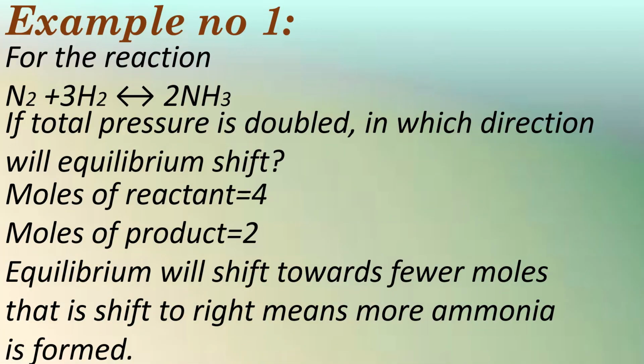Example number 1. For the reaction N2 plus 3H2 gives us 2 moles of ammonia. If total pressure is doubled, in which direction will equilibrium shift? So this is the reaction between nitrogen gas plus 3 hydrogen gives us 2 moles of ammonia. So if total pressure is doubled, we have to find in which direction will equilibrium shift.